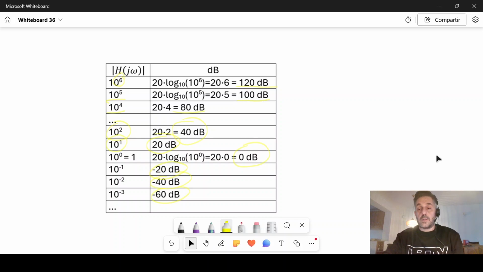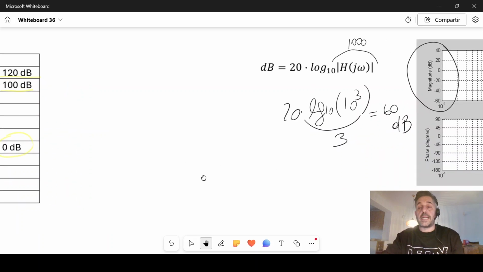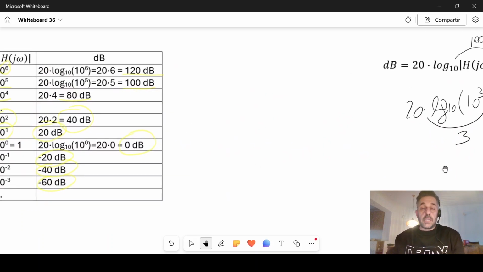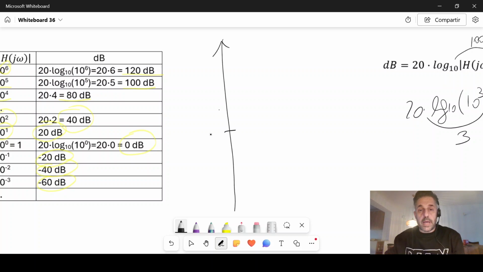So that we can actually plot, we can draw two vertical axes, for example here, in order to better see the equivalence between the linear scale and the decibel scale. So for example, in decibel scale, I would have 0 dB, which corresponds in linear scale to 1.